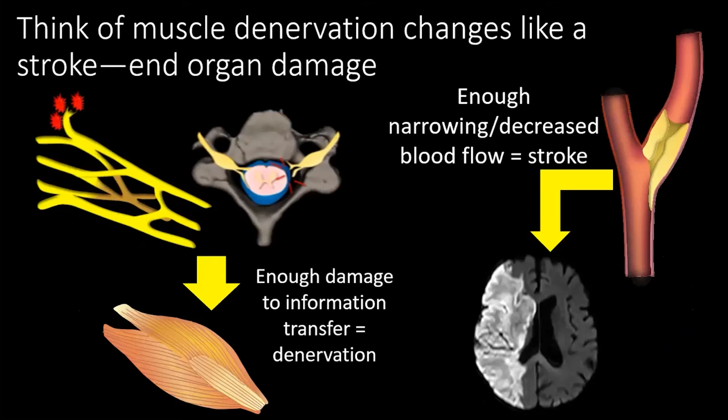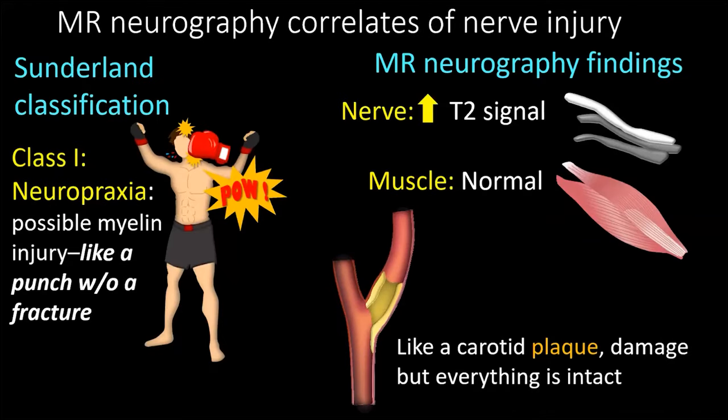So the whole idea is when you have enough damage to a nerve, you get end organ damage in terms of denervation changes of the region that it's supposed to be supplying. The same way you get end organ damage like a stroke, if you decrease the blood flow enough to that region of the brain. So I really like the whole analogy that they're just delivery systems, the same way the vessels are delivery systems for blood. So the most common classification of nerve injury is the Sunderland classification.